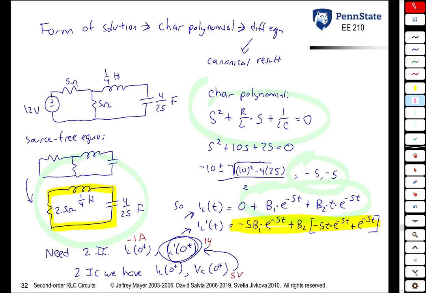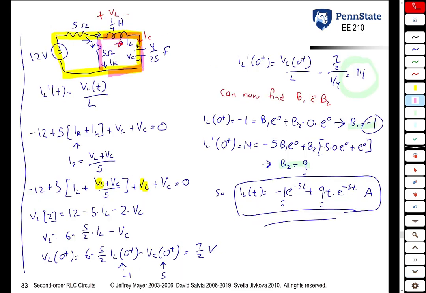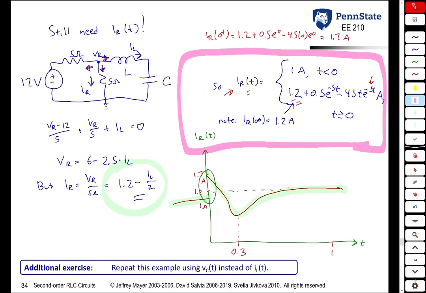All of these steps would have been the same except for our initial conditions. Rather than being IL and IL prime, they would have been VC and VC prime. So our B1 and B2 would have been different, and then this expression here would be different. Instead of finding IR in terms of IL, we'd have to find IR in terms of VC. The final answer for IR of t would be the same.